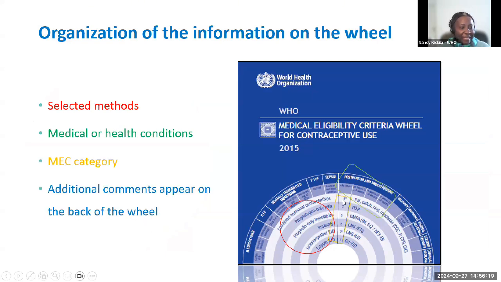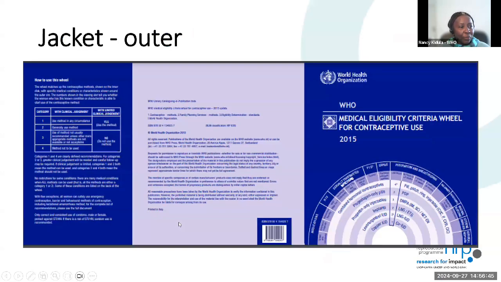And this is the MEC category. That is what you will see when you move the smaller wheel over the larger wheel and you see the numbers. The numbers denote the MEC category. And as we discussed, when you see a superscript, a small letter on top of the number, turn to the back of the wheel, look for that letter, and you'll get the additional comments on the back of the wheel.